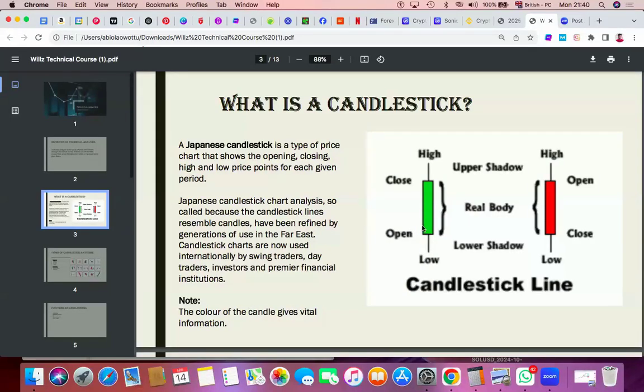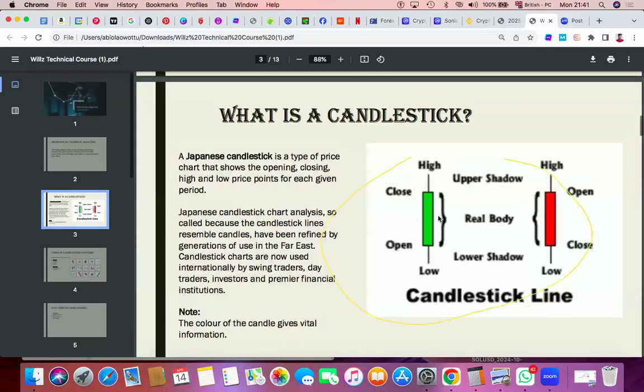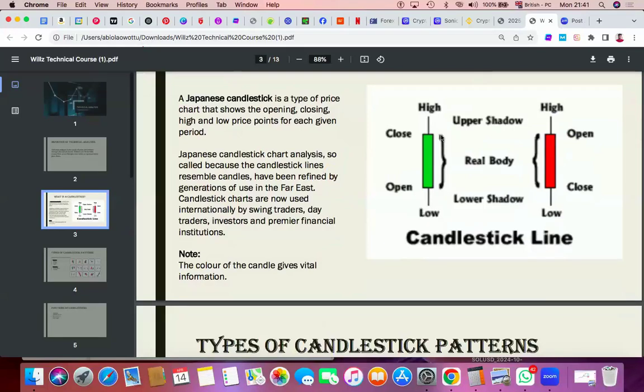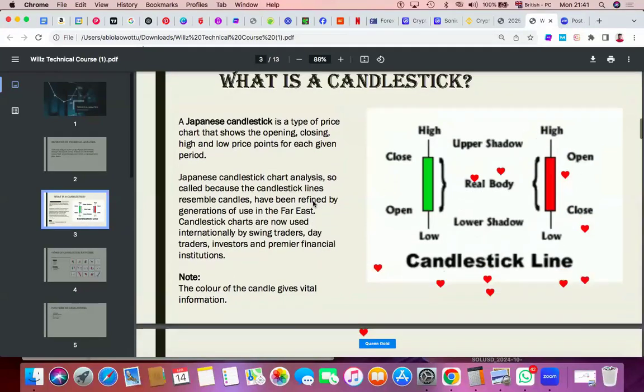So far, the open of the candle is beneath and it closes above it. That's a bullish candle. When it opens on top and closes beneath, that's a bearish candle. So just note that. Even here, you can see from this representation, the color of the candle gives vital information, right?